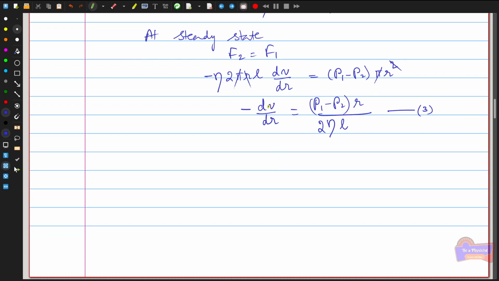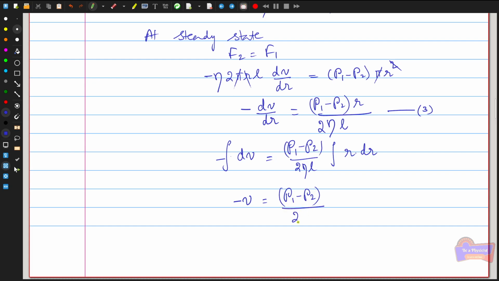Suppose if I integrate this equation, I can get the velocity. Integrating on both sides, the constants you can take outside, so I can write the integration of minus dv equal to the integration of (P1 minus P2) divided by 2 eta L and the integration of r dr. I can rearrange this equation in this form, and if you integrate this, we get minus v equal to (P1 minus P2) divided by 2 eta L into r squared divided by 2, plus the integration constant C.